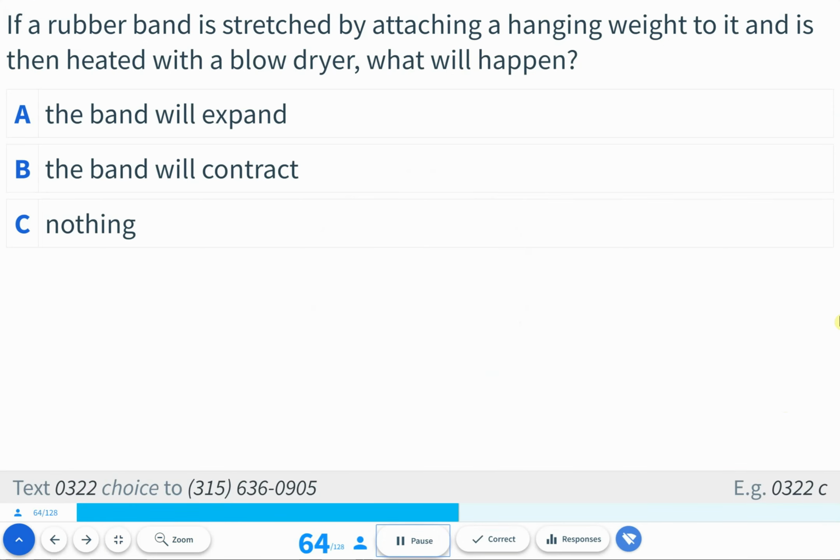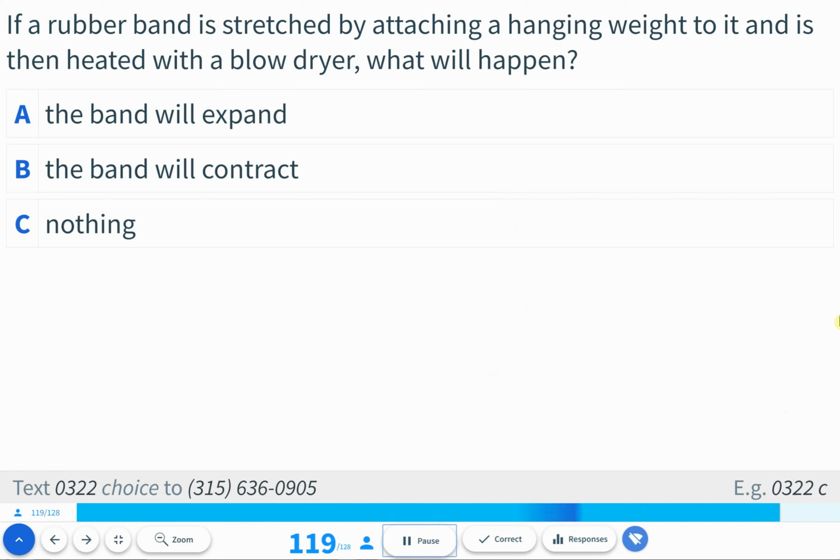If it's stretched out, you hang a weight, you blow dry it, will it expand, contract, or nothing? You now know that it's going to contract. When we start class next time, you will all teach me why on earth it's doing that using entropy and enthalpy arguments.